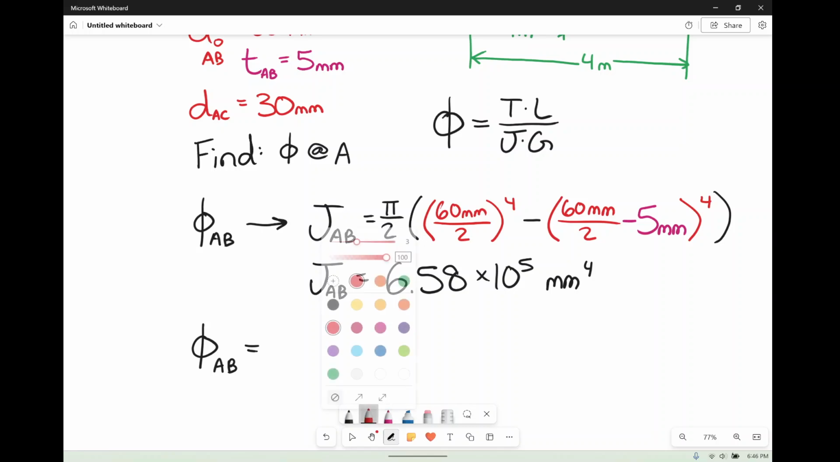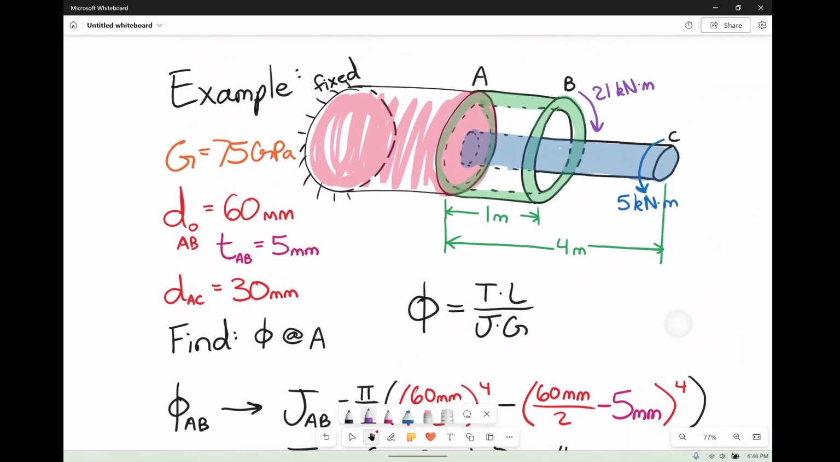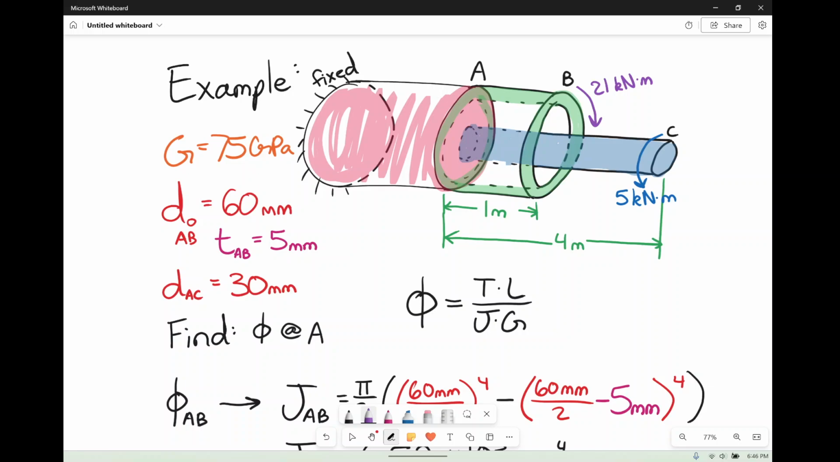So again, we have T. T is our applied load. Our applied load here is 21 kilonewton meters. Now you can see they're going in different directions, so perhaps it's really good to figure out which one of these is positive and which one is negative. And we're going to do that using right-hand rule.